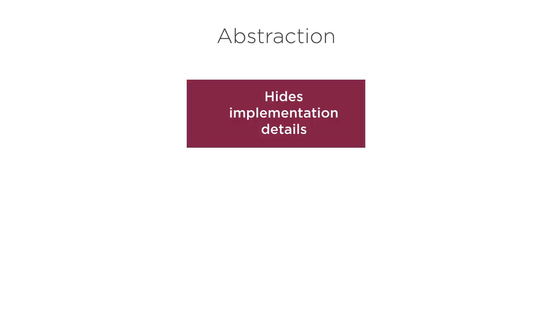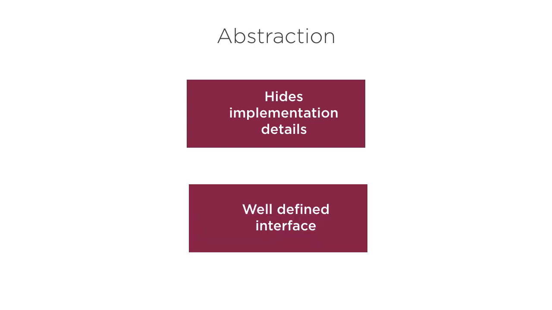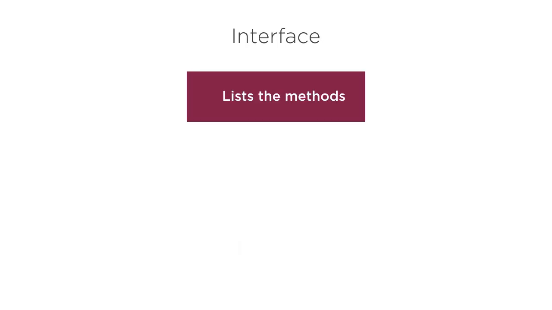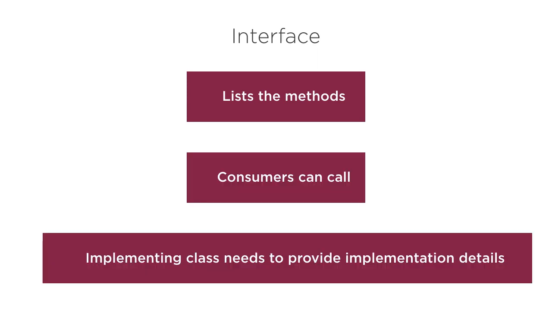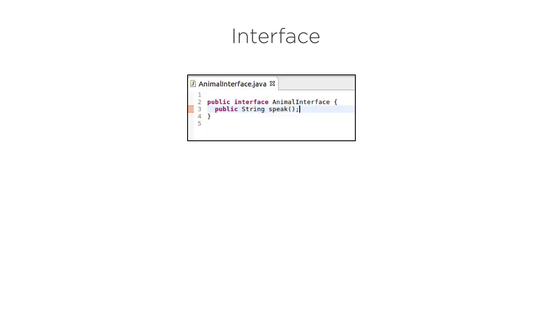Abstraction hides implementation details and provides you with a well-defined interface or controls to work with the object. In Java, abstraction is achieved by interfaces or abstract classes. An interface, as its name suggests, is an interface listing the methods available for consumers to call. A class implementing the interface needs to contractually provide the implementation of the methods in the interface.